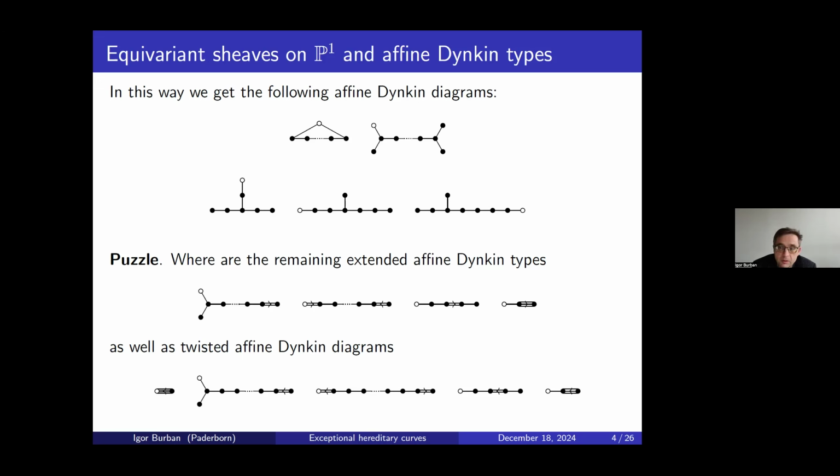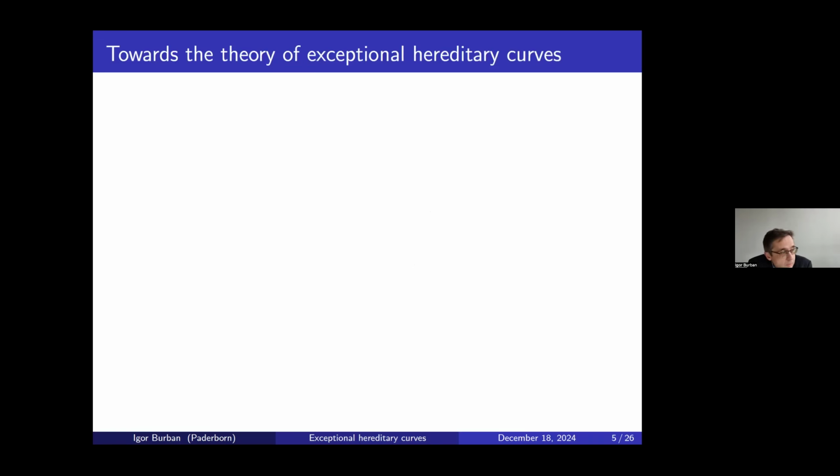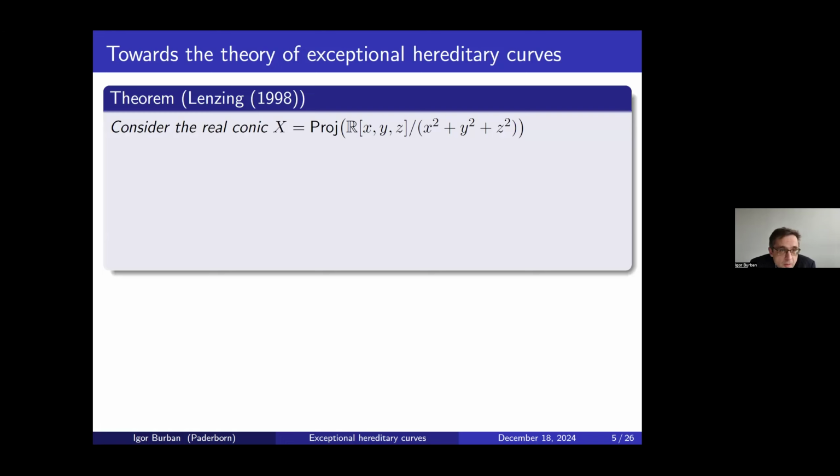So we might see that finite subgroups of SL2 form a fundamental pattern, but apparently it is not fundamental enough. So what is going on? Well, the answer to this question is given by the concept and the theory of exceptional hereditary curves. So this may be a motivation of the whole story.